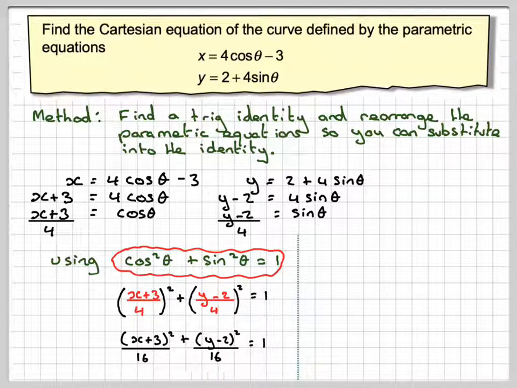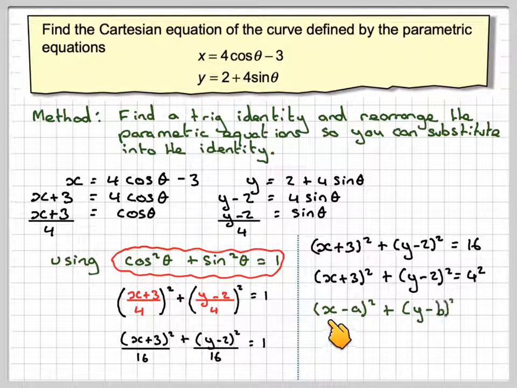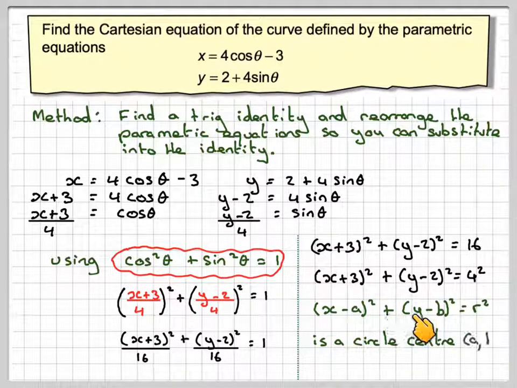We've got a common denominator, so we're going to multiply it and put it up here. So we're going to get (x plus 3) squared plus (y minus 2) squared is equal to 16. And you get (x plus 3) squared plus (y minus 2) squared is equal to 4 squared. The reason why we haven't expanded this is that you might recognize this as being the equation of a circle with centre (minus 3, 2) and radius 4. So equations of this type, (x minus a) all squared plus (y minus b) all squared is equal to r squared, is a circle with centre (a, b) and radius r.